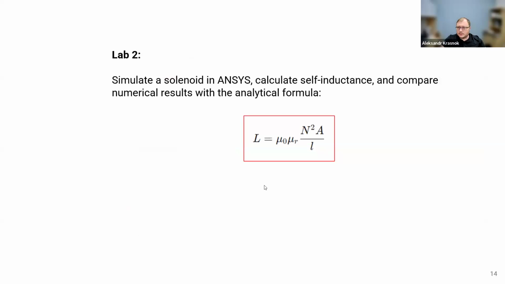And for lab 2, right, you will be asked to numerically calculate the inductance of a solenoid depending on the number of coils, turns, and compare these results with the analytical formula which is presented here. So this is the end of my talk for today.